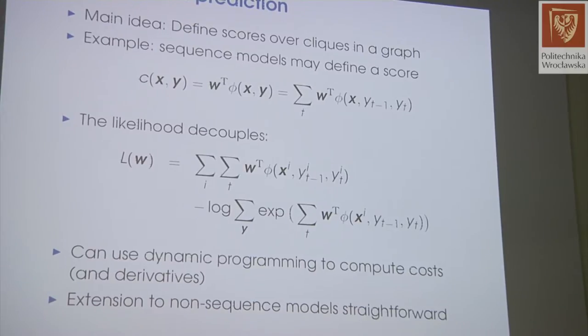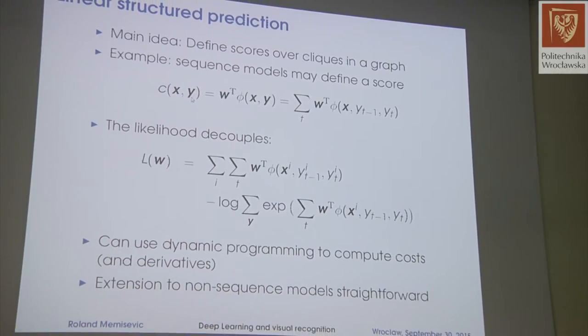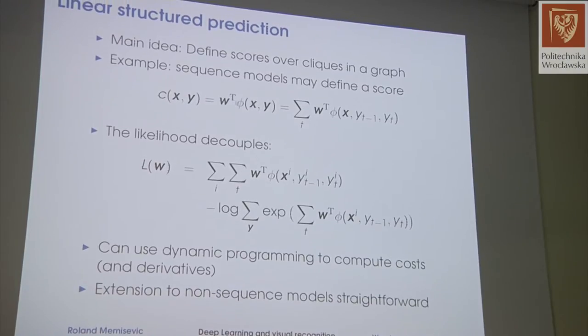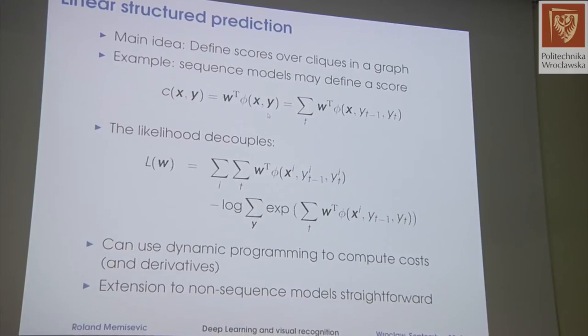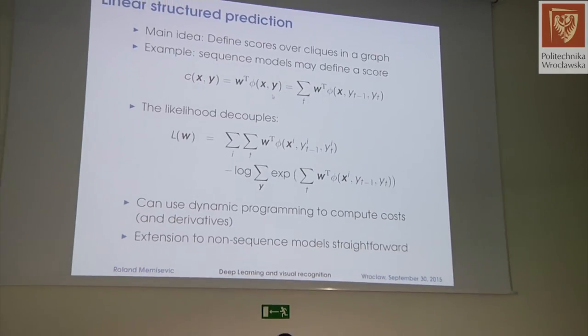So the main idea is that you define scores to do classification, right? So imagine you have a score function that takes an input and a label vector. And a typical way to set this up mathematically is to say it's a linear function applied to some feature, and that feature should be a function of both the input and the output. Shouldn't bother about that too much right now, because that's not what I'm focusing on.